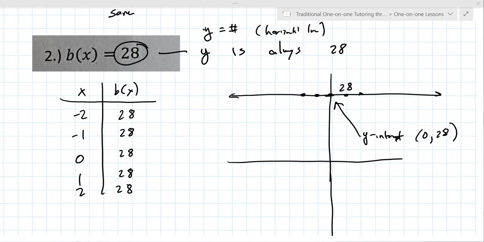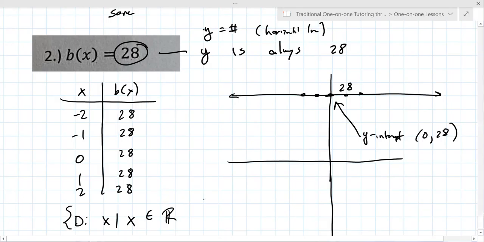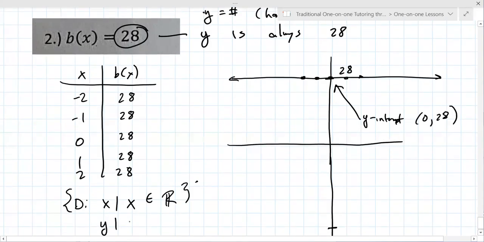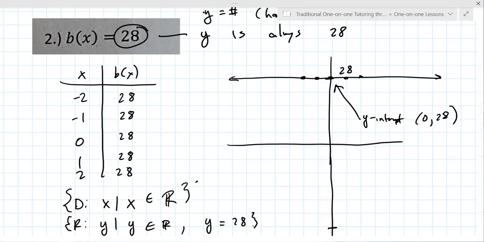And then I guess for the domain, you just have to write the backwards E looking thing. Yep. The domain here is x such that x is an element of R. And then for y, it's the same thing. So it's y such that y is an element of the real numbers. But this is where it's a little bit different: y is only 28. That makes sense. It's just that number. Yeah, there's nothing else.